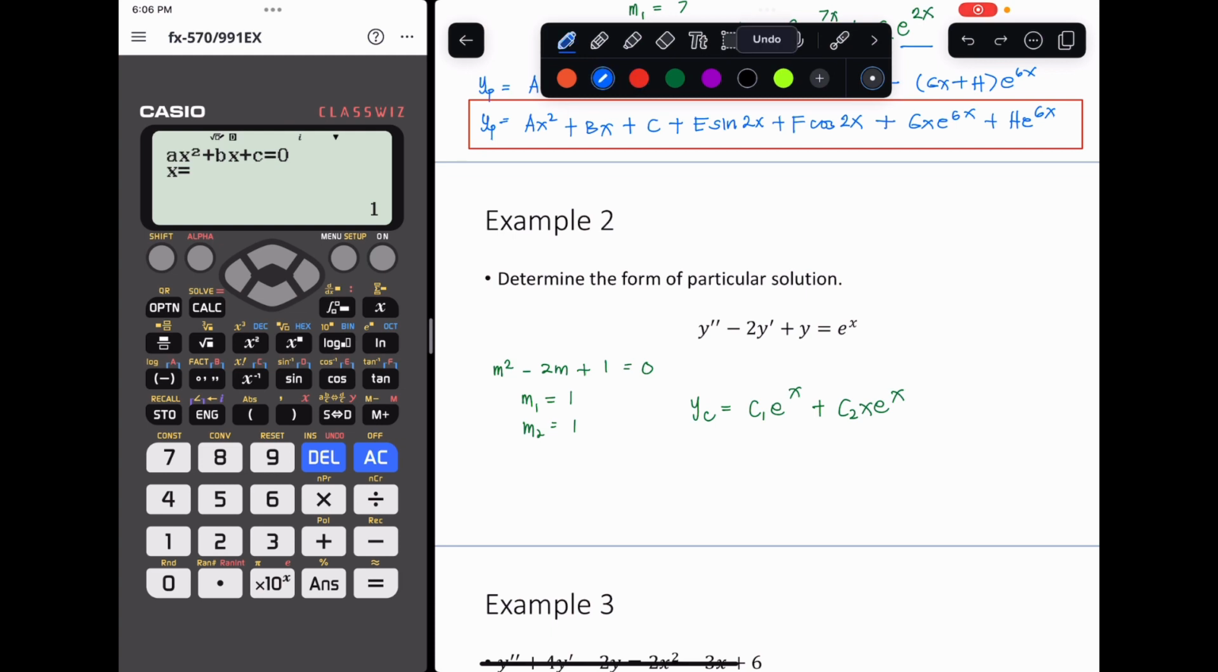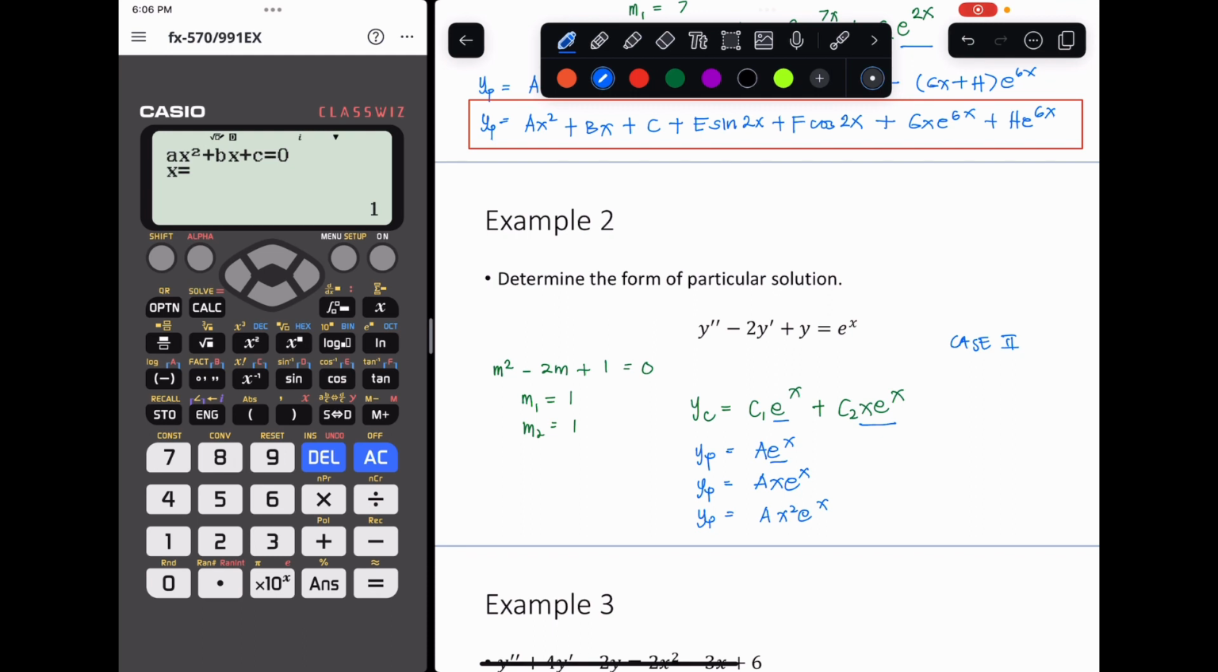So therefore, our yp then will be, initially, a e raised to x. But then this is the same as this, so they are exactly the same. So this makes it a case 2. Therefore, I multiply it again with x, so ax e raised to x. But this time, it's similar to the second term. So our final trial particular solution should only be a x squared e raised to x.